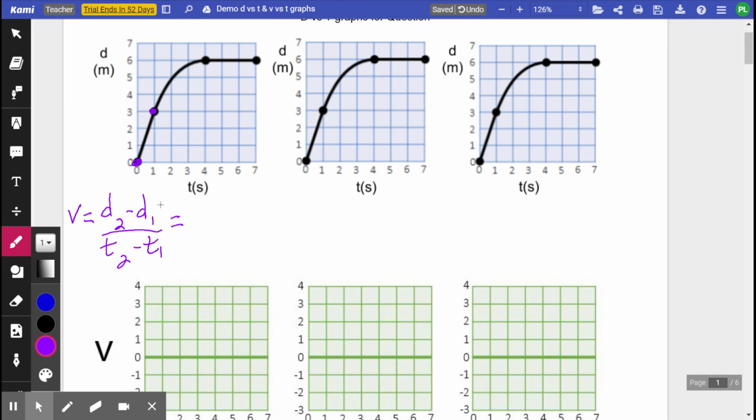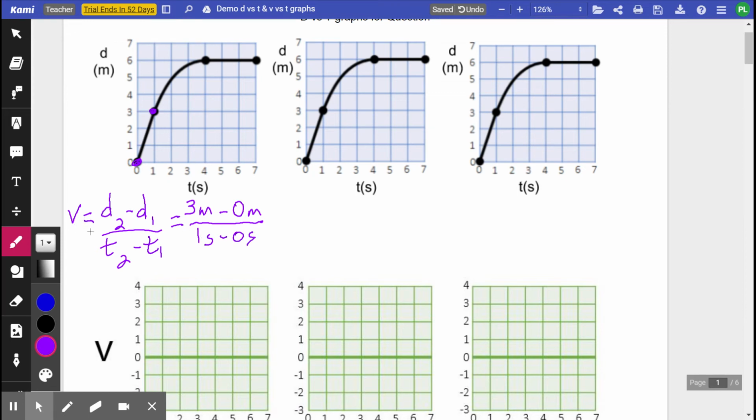Then as I get ready to stick the numbers in there, d2 would be for this line segment the second position, the later position, which is 3 meters. So I can say 3 meters minus d1, which would be this 0 meters. So 3 meters minus 0 meters over t2 minus t1. Well, t2, the later time, is this 1 second, and t1, the earlier time, is 0 seconds. So I can say 1 second minus 0 seconds.